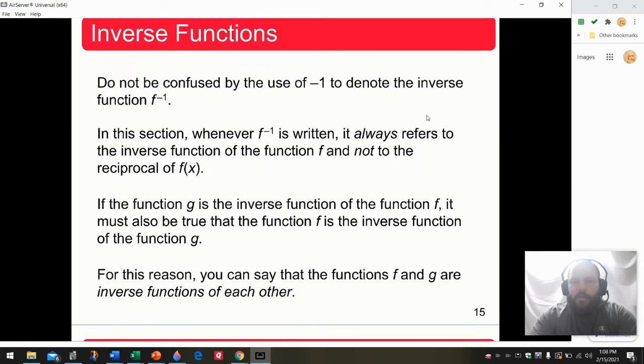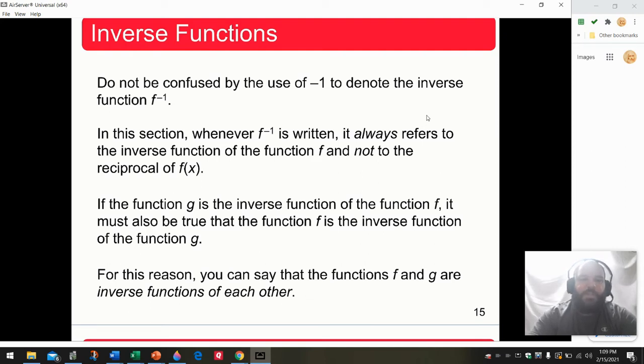Before I do that, though, I want to mention again that I don't want people to be confused by the use of -1 to denote the inverse function, f inverse. In this section, whenever f inverse is written, it always refers to the inverse of the function f and not to the reciprocal. Please understand that the inverse and reciprocal are not the same thing. In this section, the -1 power is going to refer to the inverse.